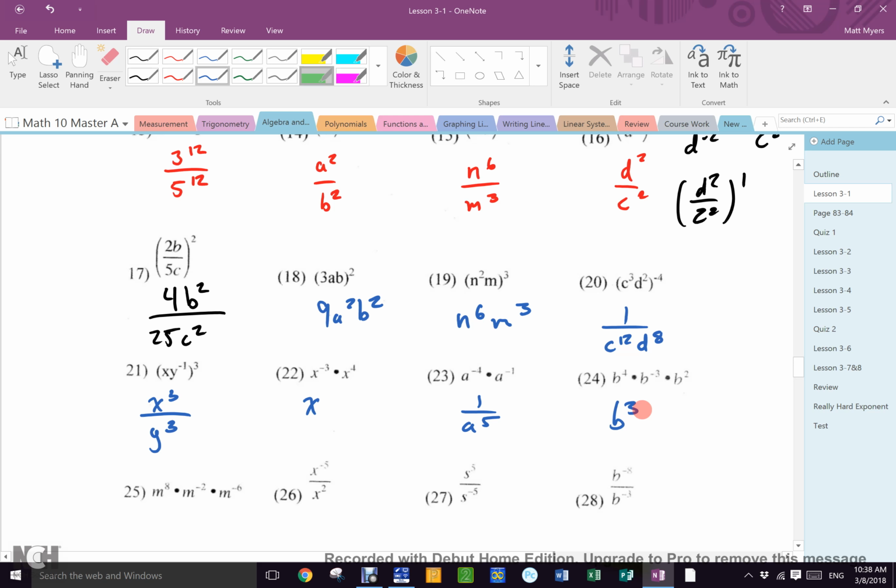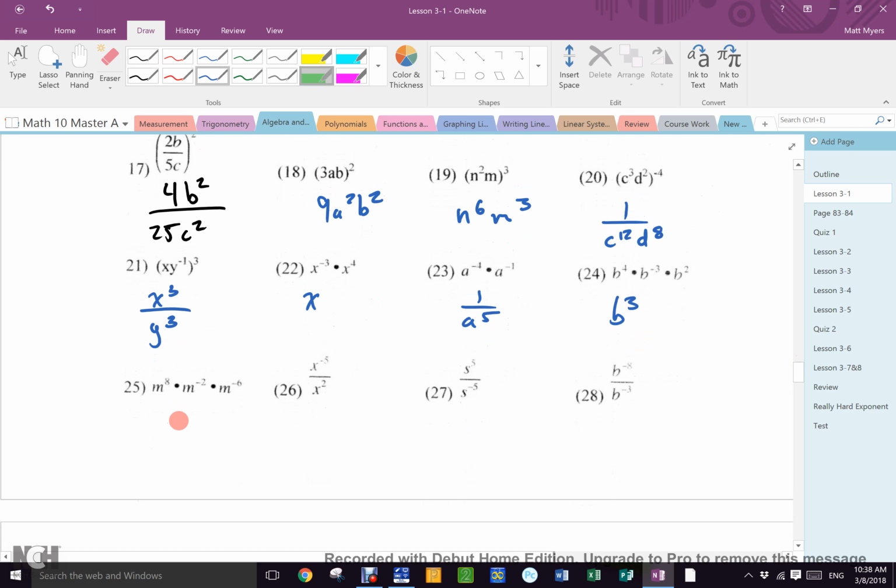Yes, Ryan. Yep. Okay, never mind. Okay. This one was really hard to see, but it was 5 and negative 5. This one was really hard to see, but it was that. Any questions?